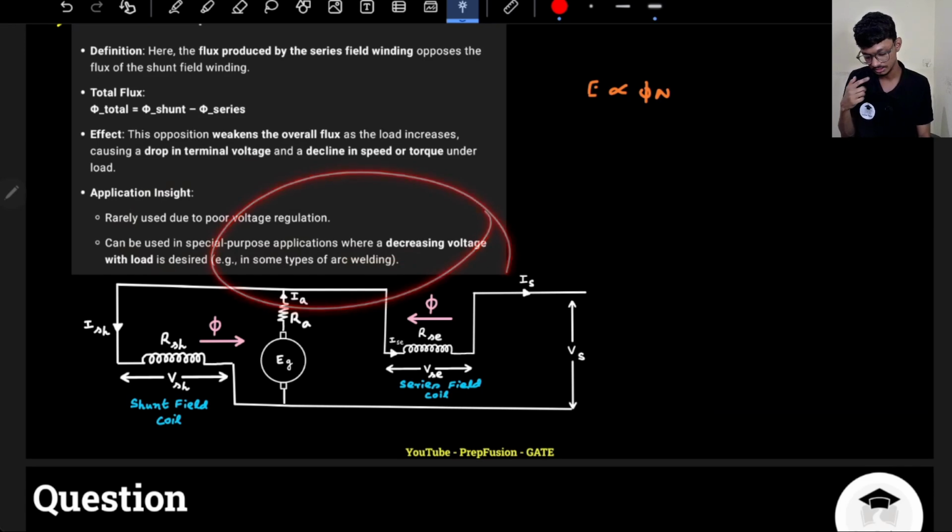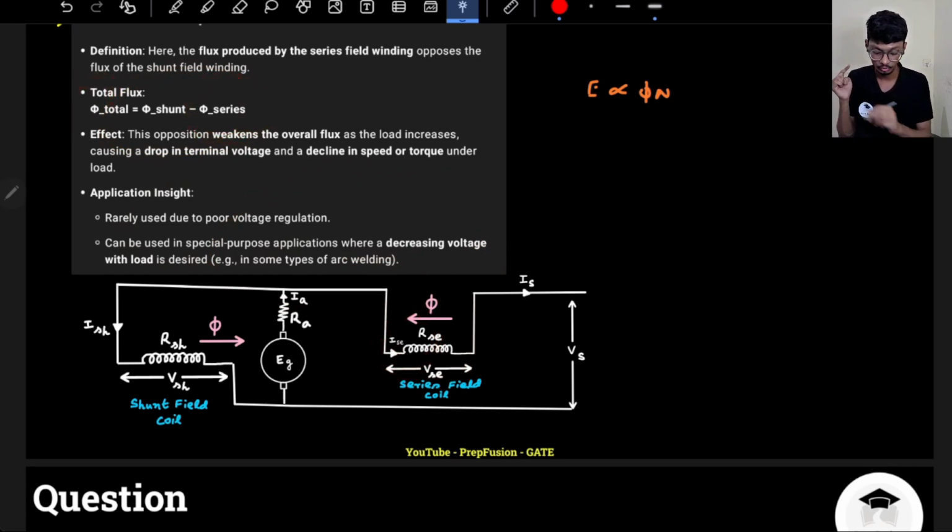Because if I connect more and more load, this series field winding flux will become higher and higher. So what will happen? The overall flux will reduce, because this phi series will increase as the load is increasing. So the overall total flux will reduce, and of course the generated EMF also will reduce.